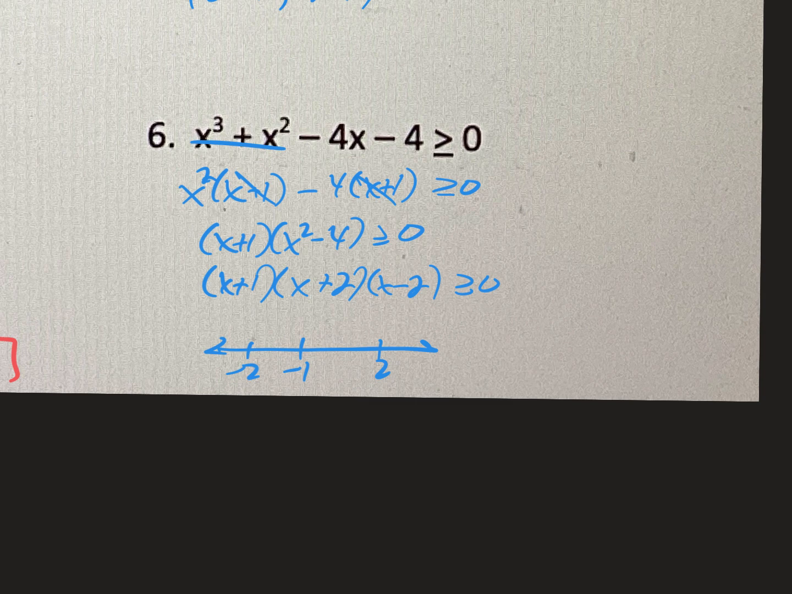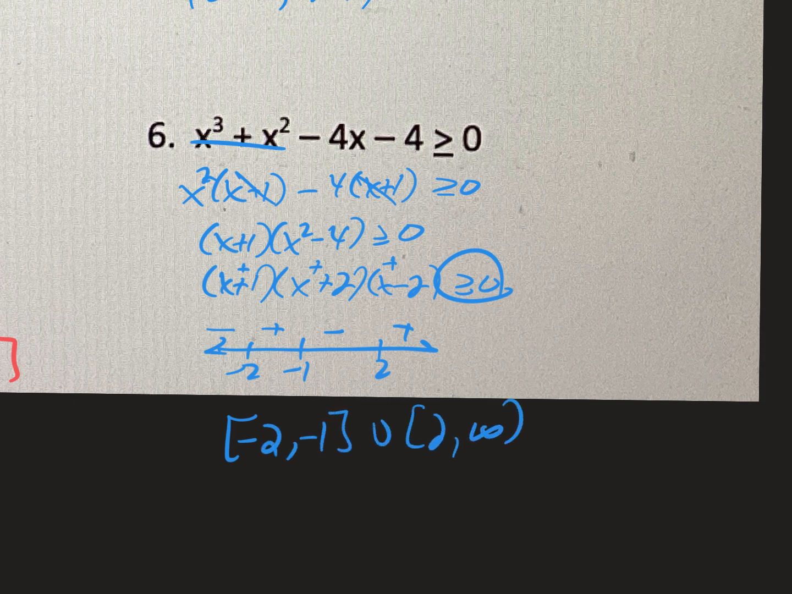Plug in 100 again. That one's positive, that was positive, that's positive. So the whole thing is positive. So that's plus, minus. And because it's greater than, I'm looking for pluses. It's equal to, so I'm going to use brackets, -2, -1, and also 2 to infinity.